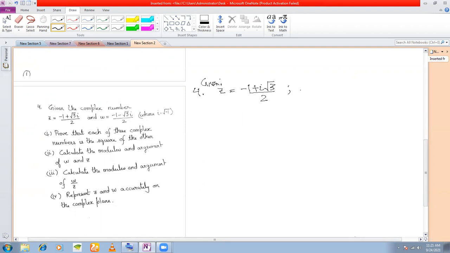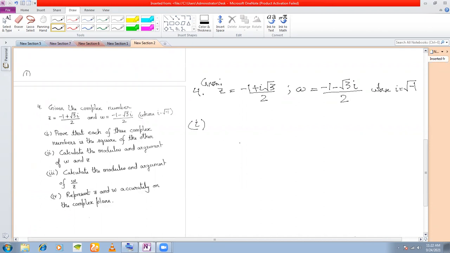Okay. And also here, W is a complex number. In fact, W we don't write, we pronounce it as omega. It is written actually in this manner. This is called omega. Minus 1 minus root 3i divided by 2, where i is equal to square root of minus 1. That goes without saying.